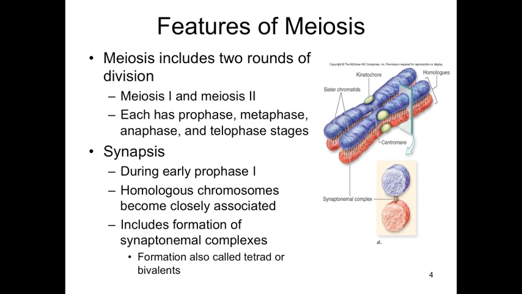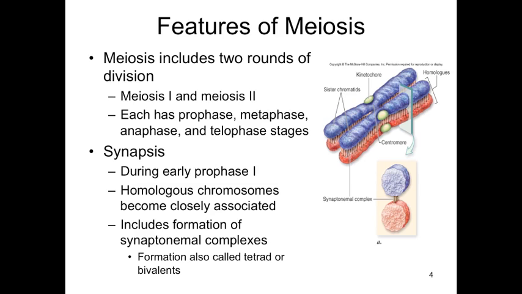Meiosis includes 2 rounds of division, however. So we describe them as meiosis 1 and meiosis 2, distinct from when we say mitosis. So when we speak of metaphase without saying metaphase 1, then we know that we're applying it to mitosis rather than meiosis. In meiosis, we'll always refer to metaphase 1 or metaphase 2.